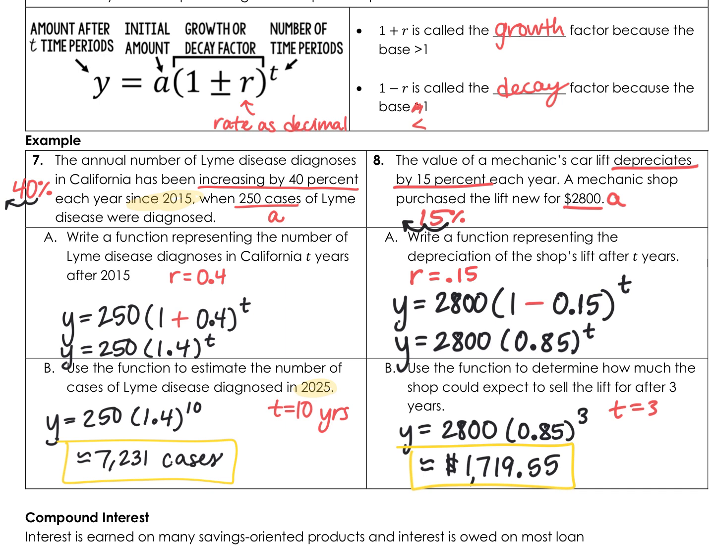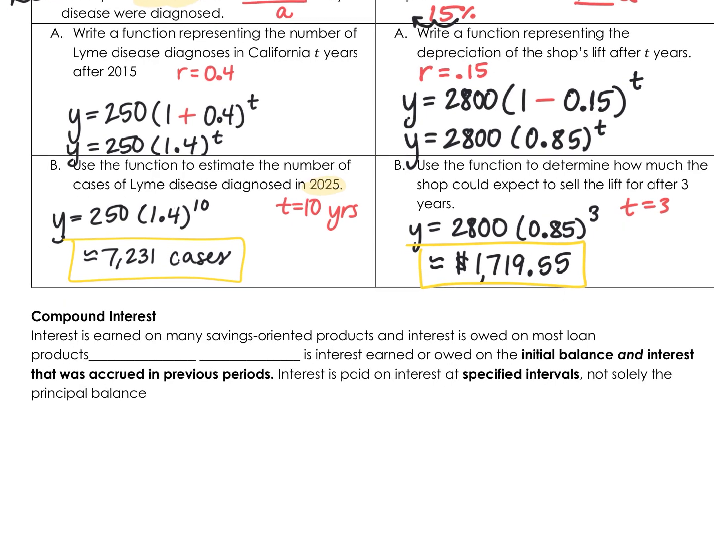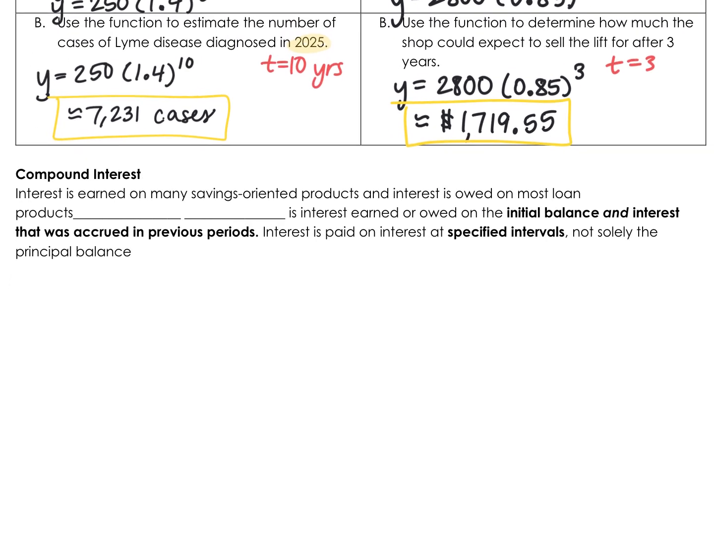Okay. The last thing today is compound interest. Same idea, still using the initial amount, the rate, and the time, but we're going to make it a little more interesting because you'll have a number of times per year it's compounded. So interest on savings-oriented products, and things like loans.